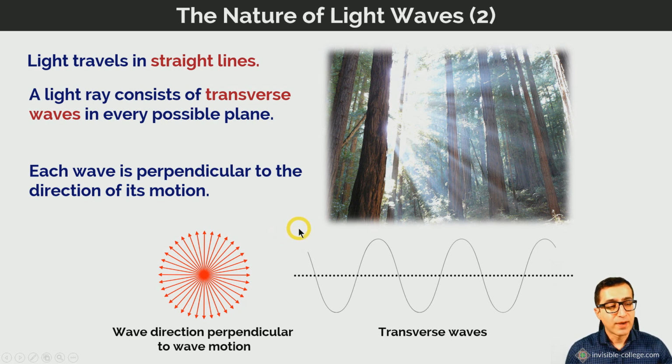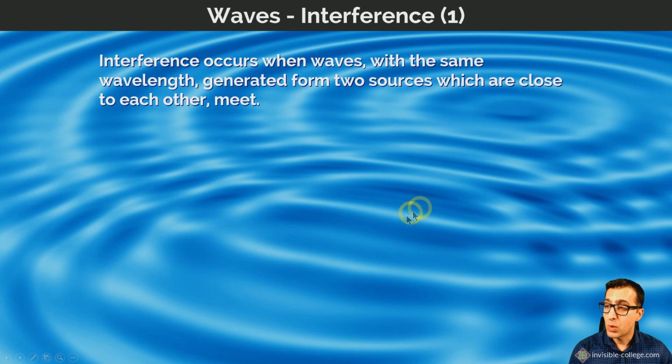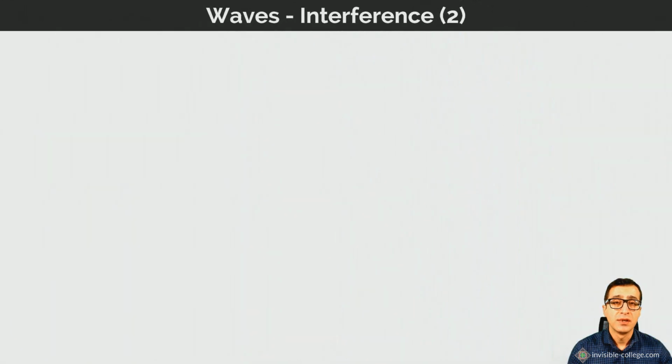So one of the properties of waves generally is interference. Now interference occurs when waves with the same wavelength and same frequency, which are generated from two sources which are close to each other, meet each other. So you can see here two sets of waves on the surface of water, one coming from over here, one coming from over here, overlapping with each other. And if this is illuminated from underneath or above, you'll see these patterns being formed, and these are interference patterns.